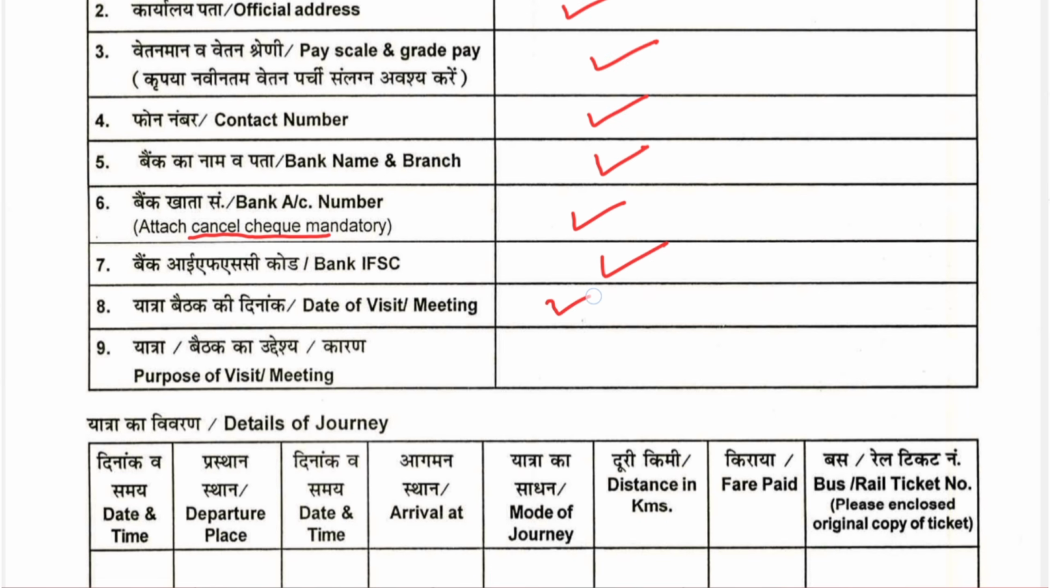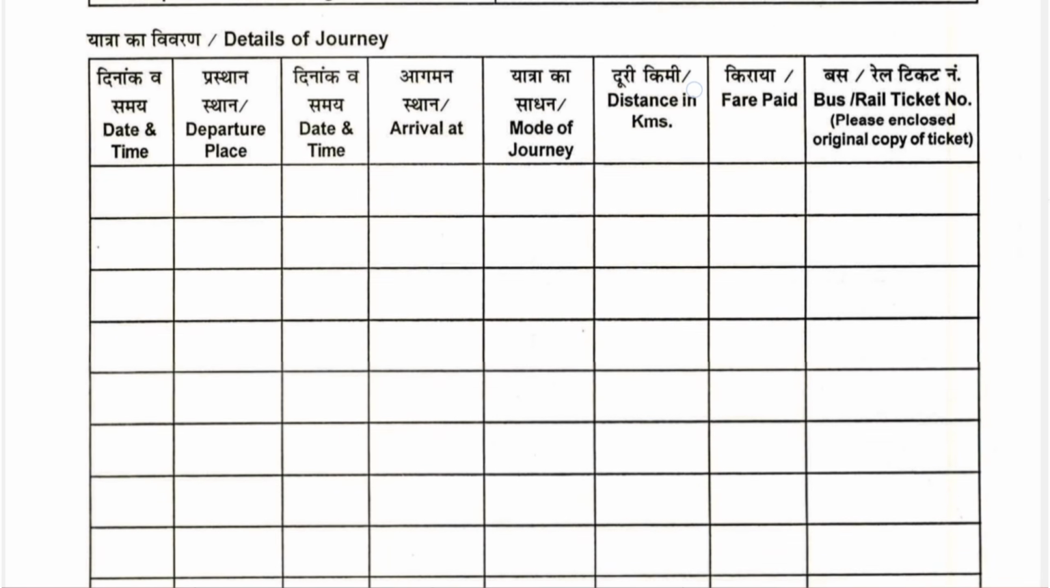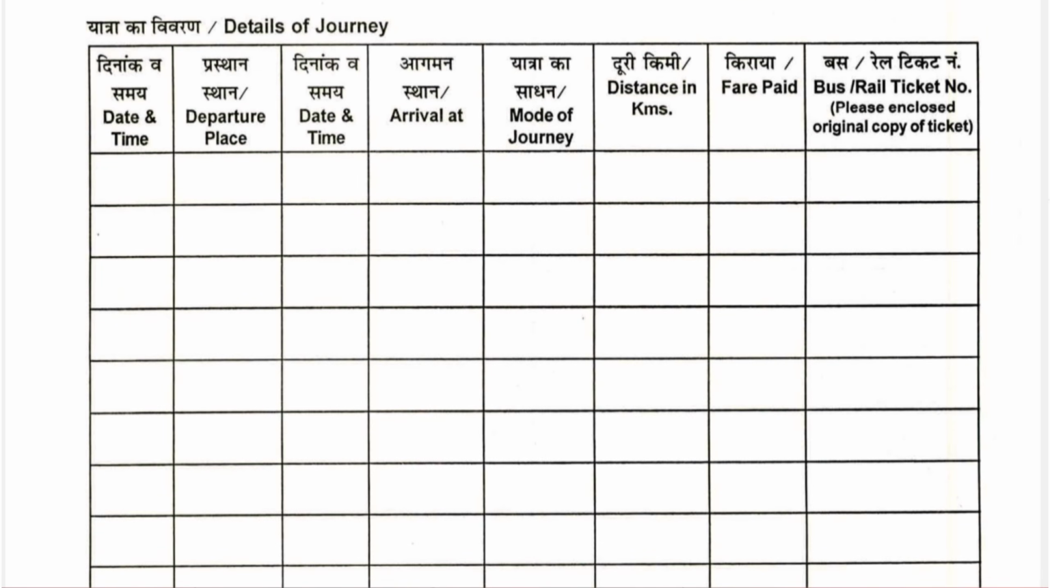Next, you need to write the date of visit. Wherever you are going, you need to write the date. If you are going for the external practical exam or observer duty, you need to write the date. Then the purpose, whether you are going for the evaluation or you have gone for the practical exam, you need to write the purpose.